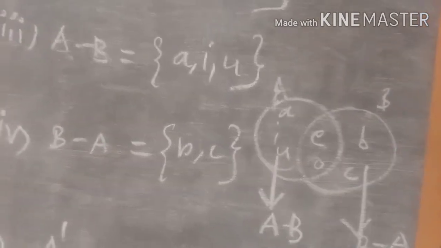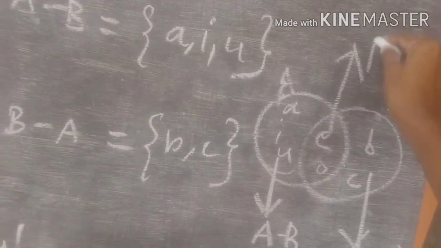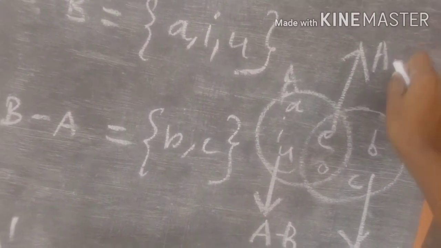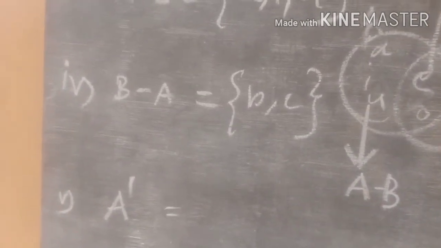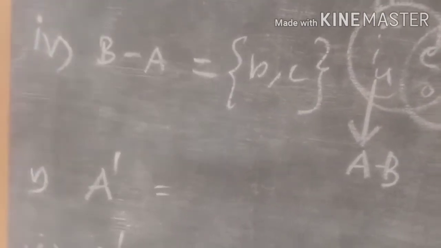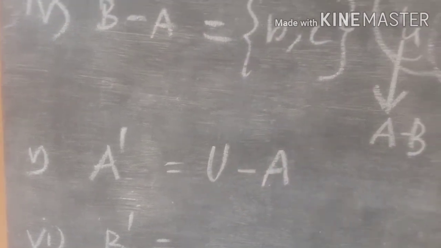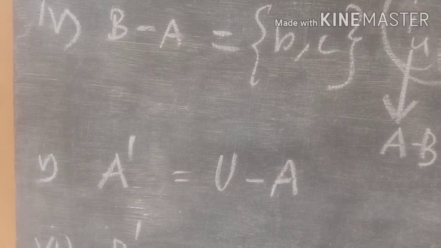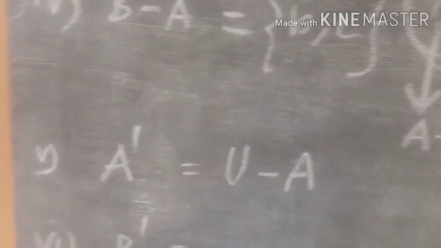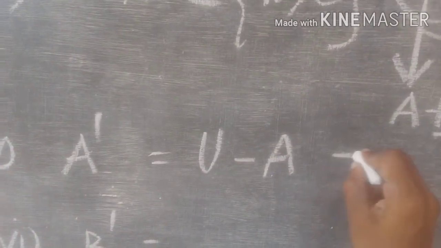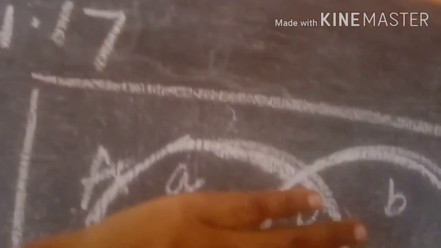Okay. What is the name of this one? You know that the answer of this is A intersection B. Okay? Next, A dash. The answer of A dash is universal set minus A. A dash means universal set minus A. So what I told you, minus A means you have to hold the A set in the Venn diagram. So in the given Venn diagram, you have to hold the A set.